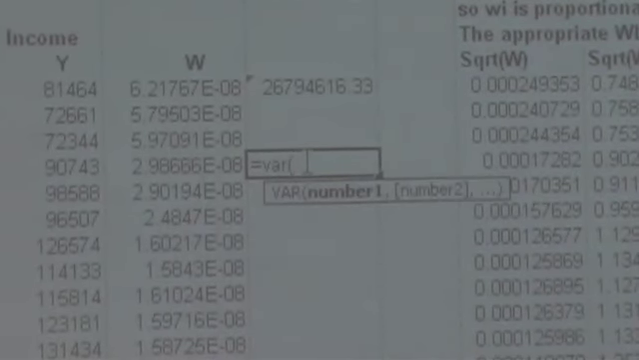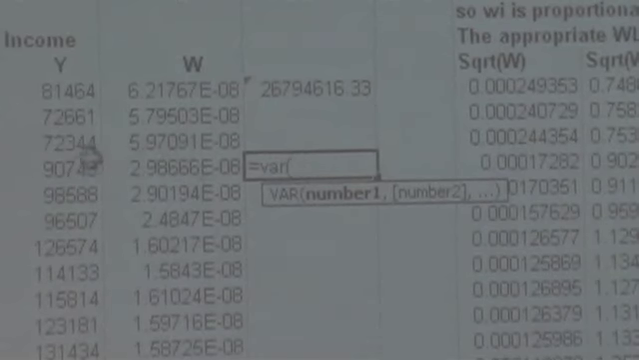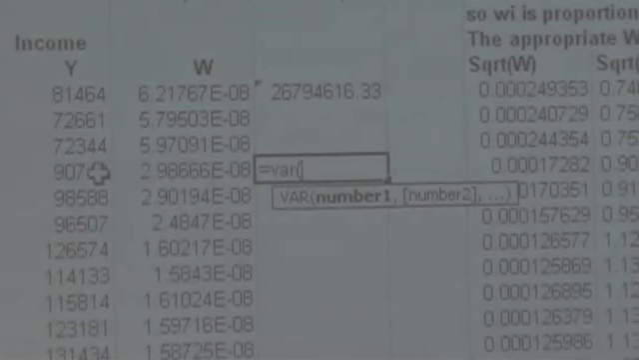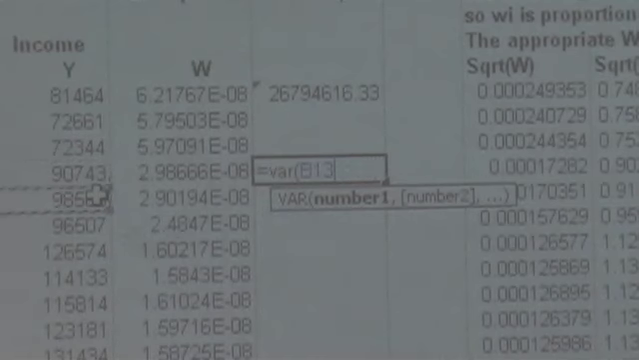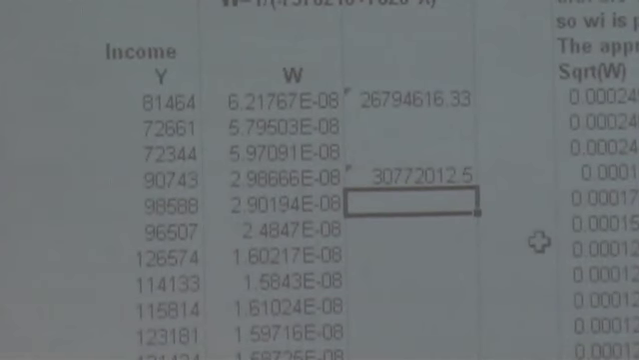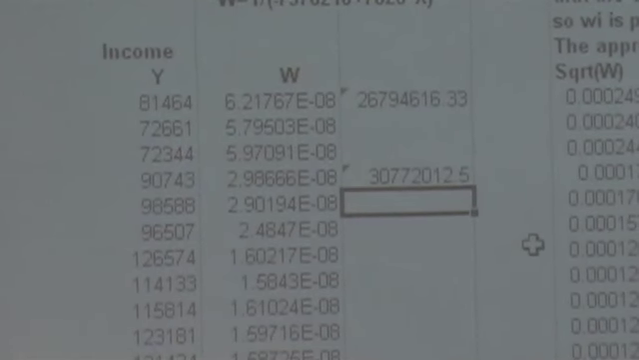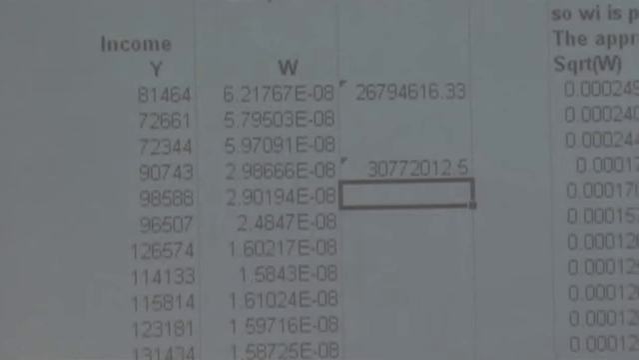Equals... Again, I'm just taking the variance here because I'm working with the variance parameter. Of these two Y values right here. Okay, and I get the number, which is 30 million this time. In variance, $30 million squared, because the units of variance are square units.